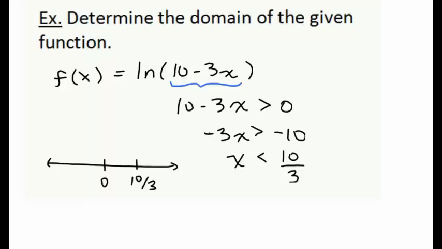Plotting this on the number line, we would put an open circle at 10 over 3, and we want all values that are less than 10 over 3. This is going to lead us to the following interval notation, negative infinity up to 10 over 3.